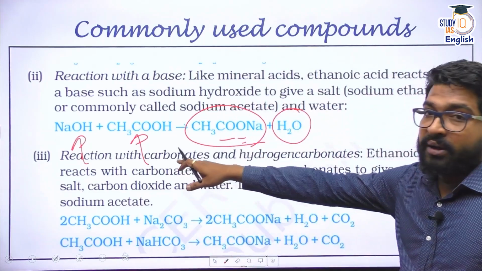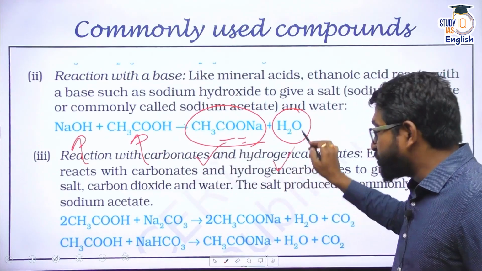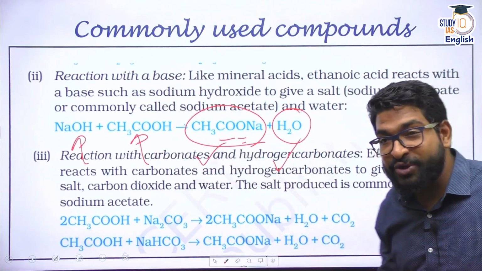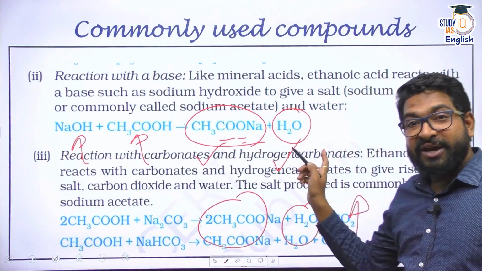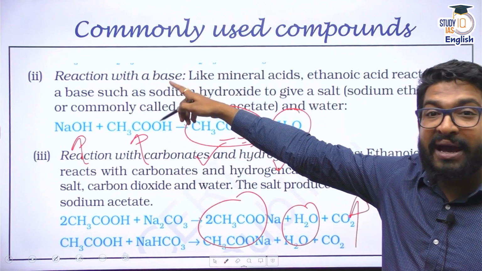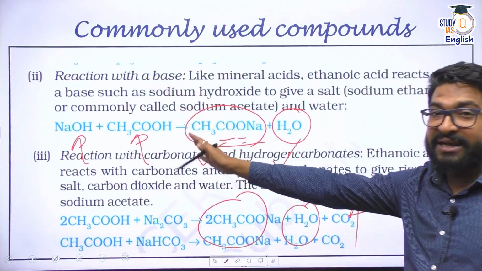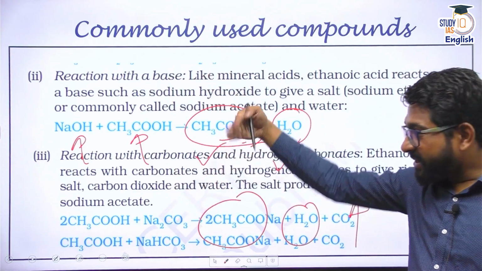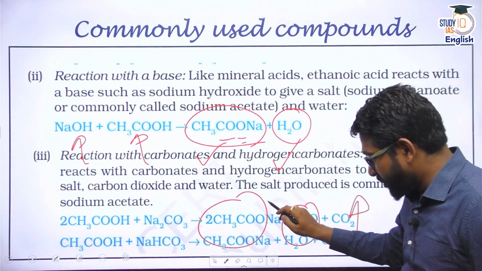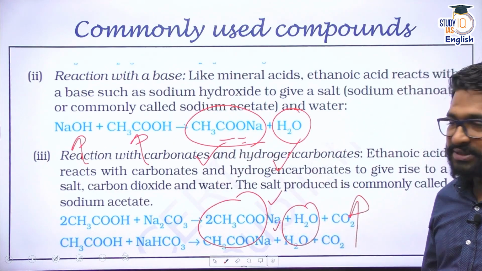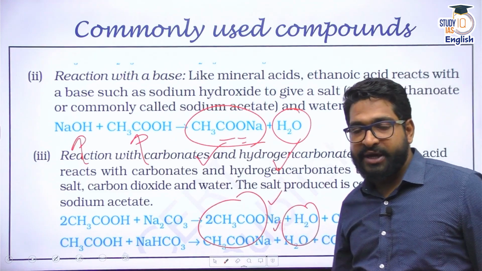Similarly, when an acid reacts with carbonates and hydrogen carbonates, it again leads to formation of salt plus water, releasing carbon dioxide. We have learnt this when we discussed acids. I hope you remember that. When ethanoic acid reacts with carbonate or hydrogen carbonate, it leads to formation of different salts. Again, sodium acetate is formed. I told you the applications of that.